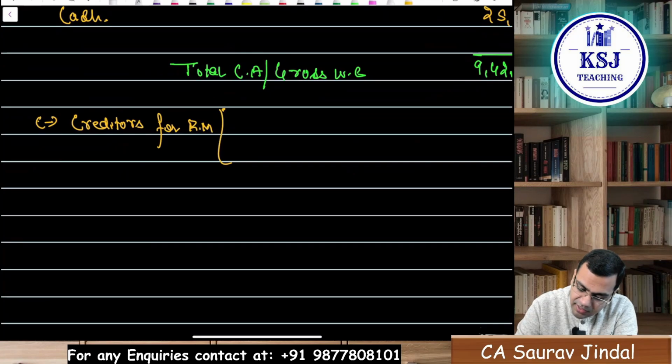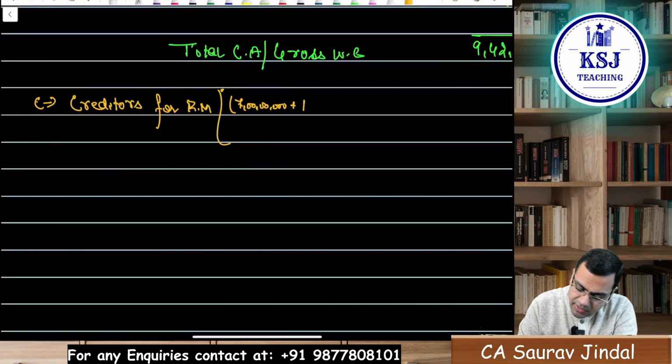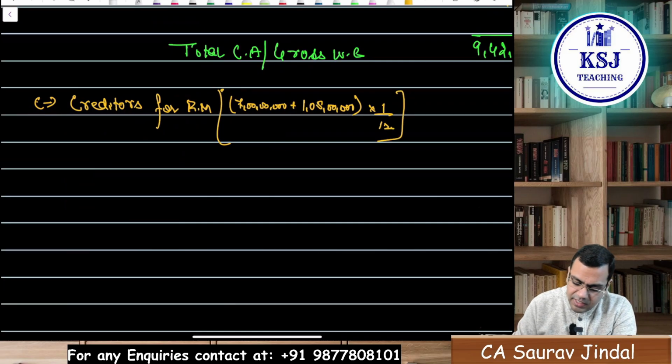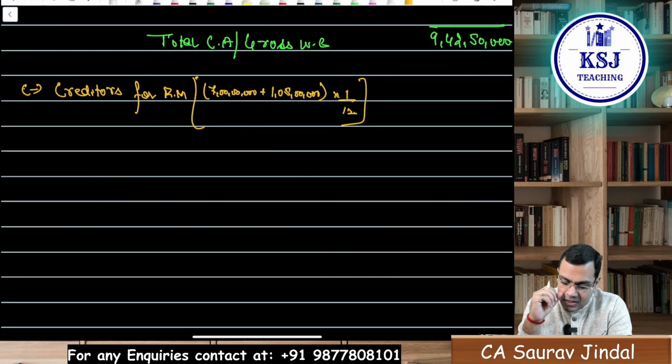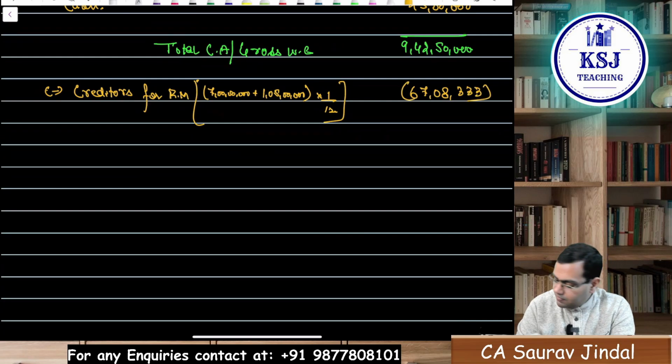So how will you calculate it? You will calculate it as 7 crore plus what is the value here? 1 crore 5 lakhs. Right, 1 crore 5 lakhs. And what is the credit period given? That is 1 month, I guess. Yes, sir, that is 1 month. Right, so this comes to how much? Just calculate and see, the value will be 67 lakh 8,333. This is the value that I am getting. Right, just check it once. I think this is the correct value.